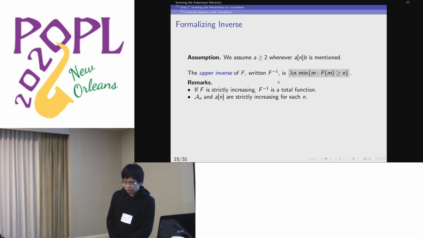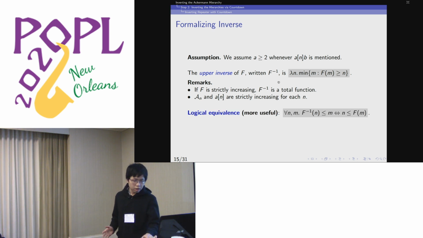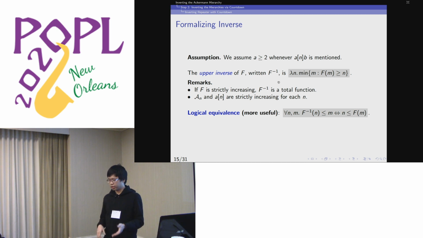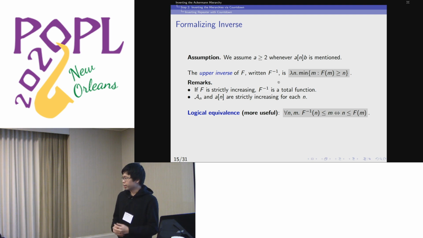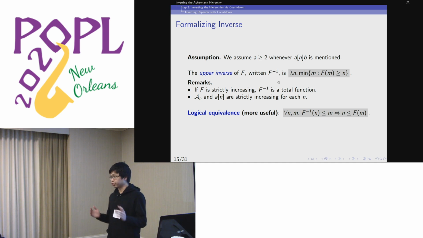So let's formalize the upper inverse. The thing that I've been using as inverse so far is actually the upper inverse, which is defined as a function of n. That is a minimal m for which f of m is larger than or equal to n. And if f is a strictly increasing function, you can see that the upper inverse value always exists, so it's a total function. And fortunately for us, all the functions in the two original towers are strictly increasing. And so we can talk about the inverse without any trouble.